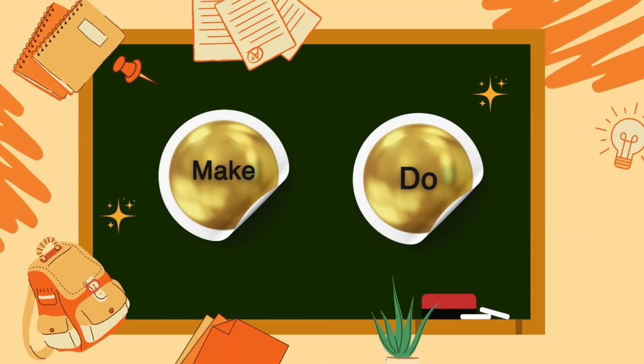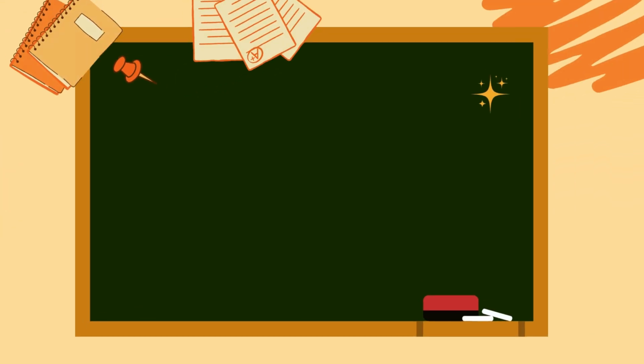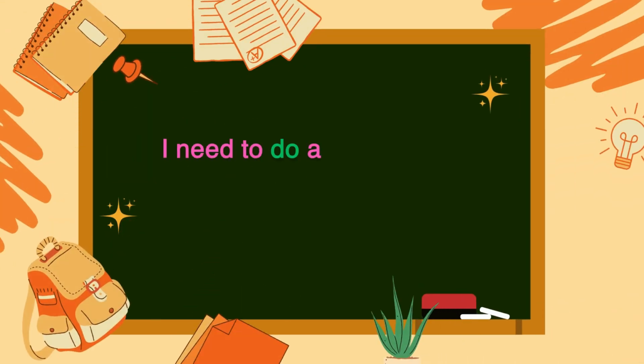Next up is mistake 2, confusing make and do. These two words are tricky because they both mean to perform an action, but they're used in different situations. Let's clear up the confusion. Here's the mistake, saying something like, "I need to do a cake for the party." Sounds okay, but it's actually wrong.